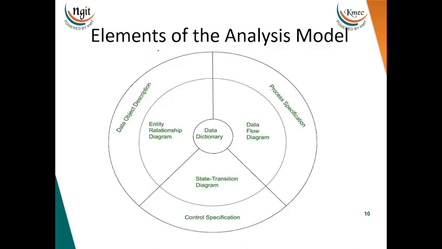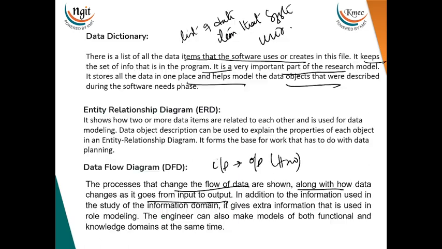What are the elements of the analysis model? We have the data dictionary, the entity relationship diagram, the data flow diagram, the process specification, and the data operation and control specification. We will be seeing all these parts, okay.